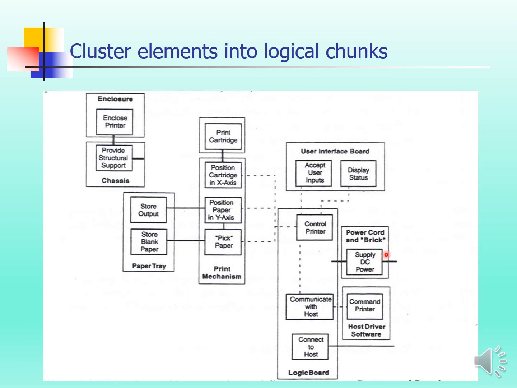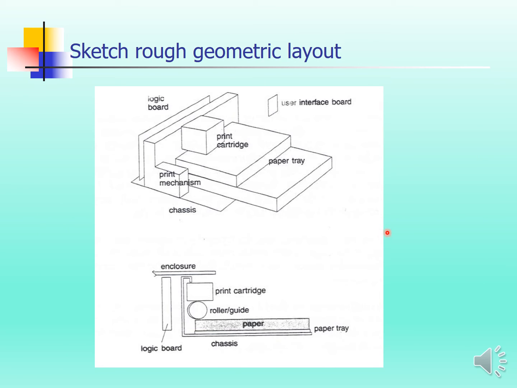This is an example. Then we sketch a rough idea for the structure of the printer. You put the printer mechanism, chassis here, logic board, and so on. In the lower example, the side view shows the logic board, roller, chassis, and paper.